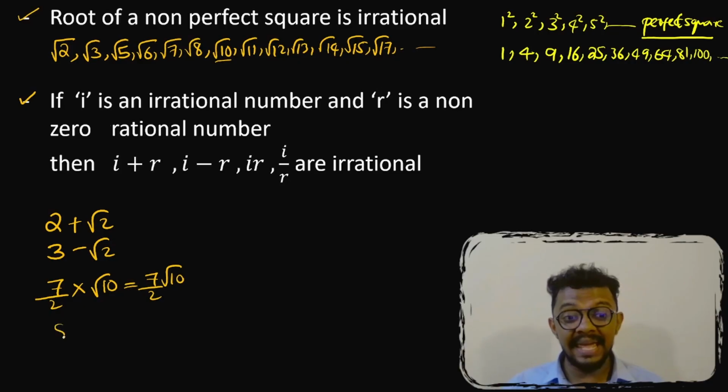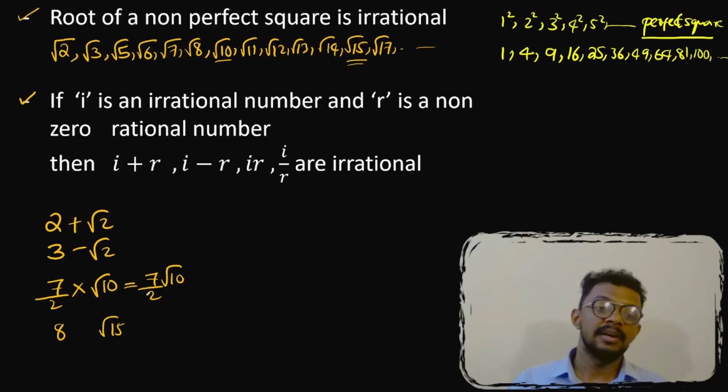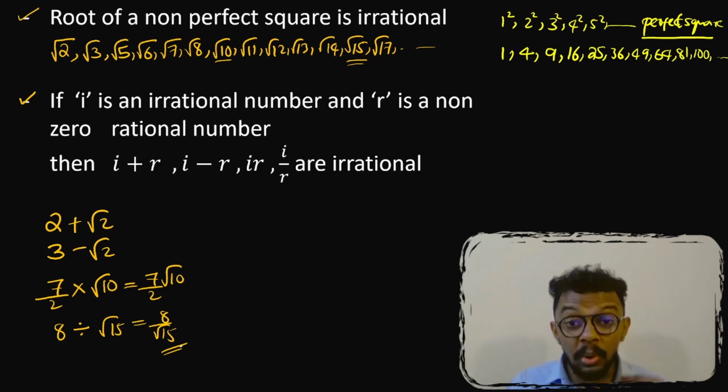Similarly, if I'm considering 8 as a rational number and root 15. Root 15 is irrational, we know that. So 8 divided by root 15, 8 by root 15, again, is also an irrational number. So basically, there are more irrationals than rationals.